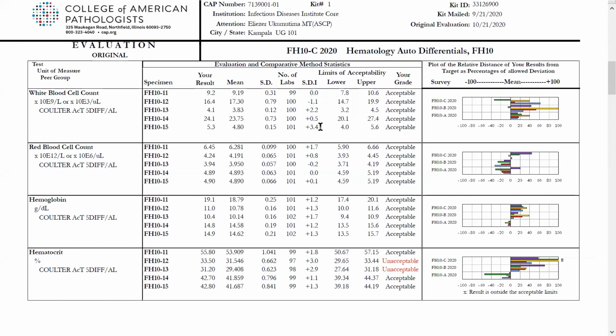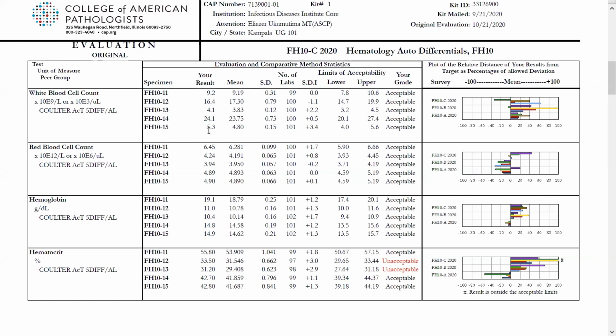You can see that we drifted far away for some other ones. So this is plus 3.4. And then it tells you the ranges. For that sample, the mean result was 9.19, or let's say 9.2, but the range is 7.8 to 10.6. So anything in that range would be considered acceptable, and we are considered acceptable. And same way for all the rest of them.